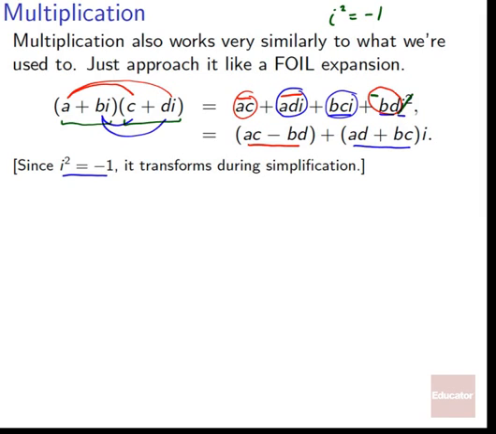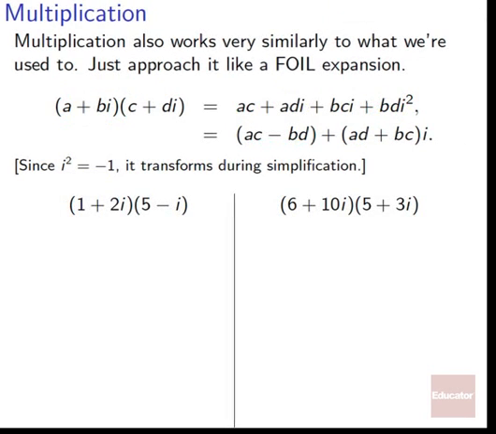Now, you could memorize this formula right here, but I wouldn't recommend memorizing it because you already know the FOIL expansion, and as long as you can remember i squared equals negative 1, that'll keep it easier. That's the better way to do it. All right, let's see some examples.